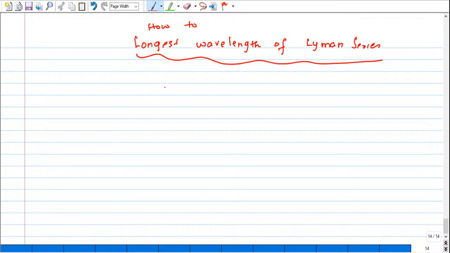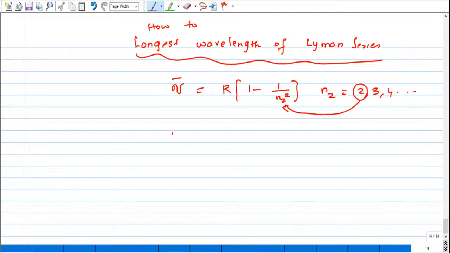To find the longest wavelength, first we have to write down the value of the wave number of the Lyman series. Nu bar is equal to R into 1 minus 1 by n2 squared. The n2 value, you know very well, is greater than 1, meaning 2, 3, 4, and so on. So, to find the longest wavelength, note down the value 2 and substitute here. We get nu bar equal to R into 1 minus 1 by 4. If you simplify this, nu bar is equal to (4 minus 1), that is 3R by 4.